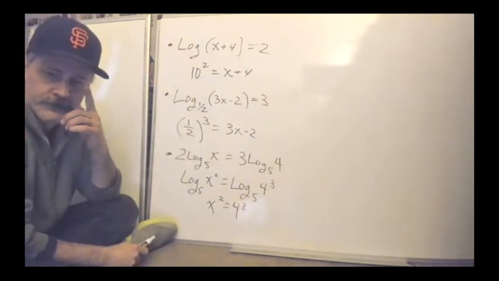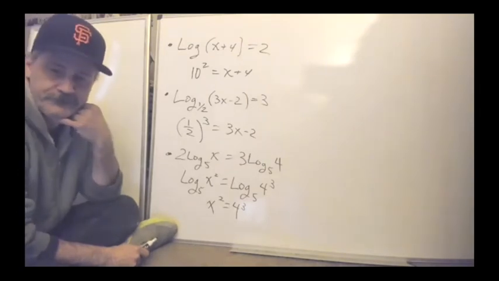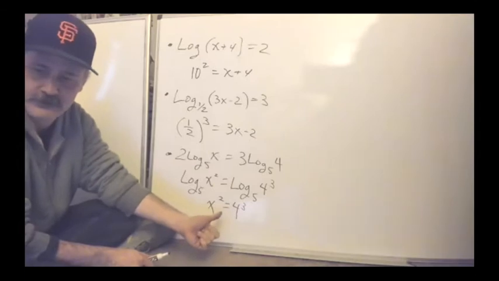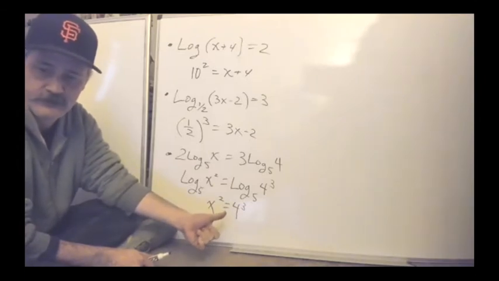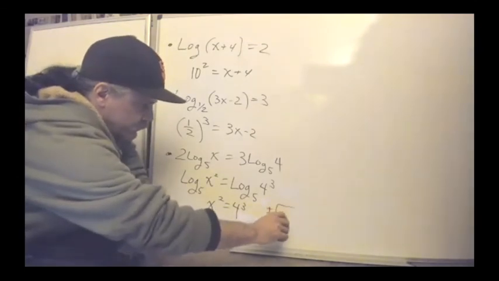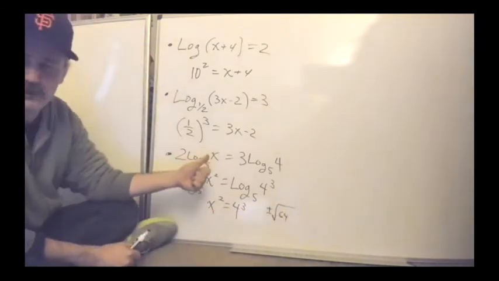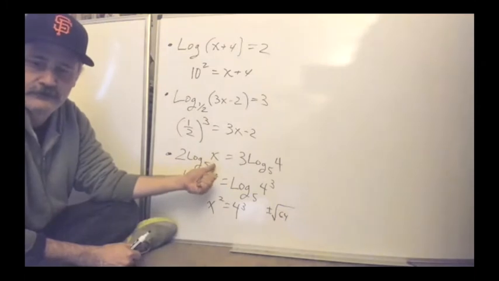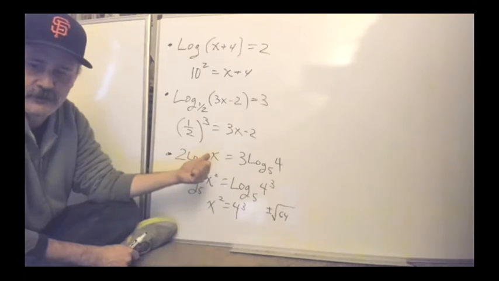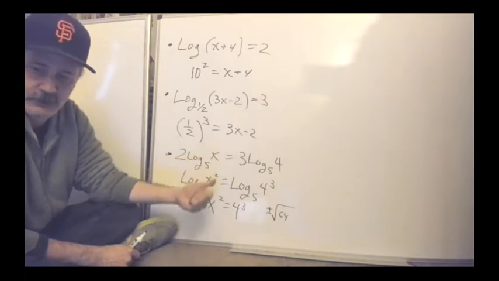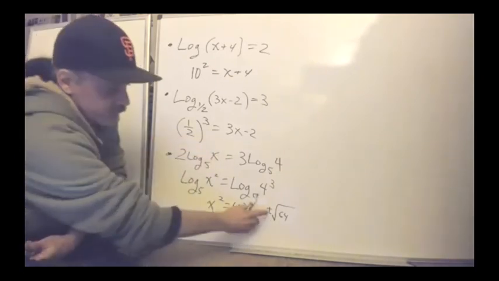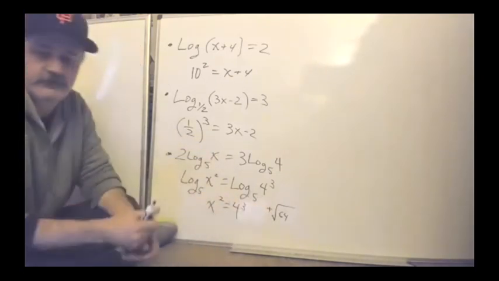Now, in general, when you solve square root problems, which is the next step, you want to put plus or minus. So plus or minus the square root of 64. However, in the original problem, we can't have a negative for the variable here because the log of a negative value is undefined. So in this particular case, since the original problem is undefined for negative numbers, we're going to reject the negative solution.